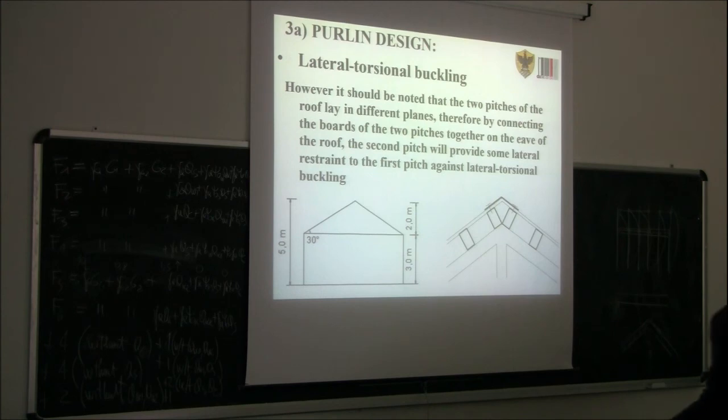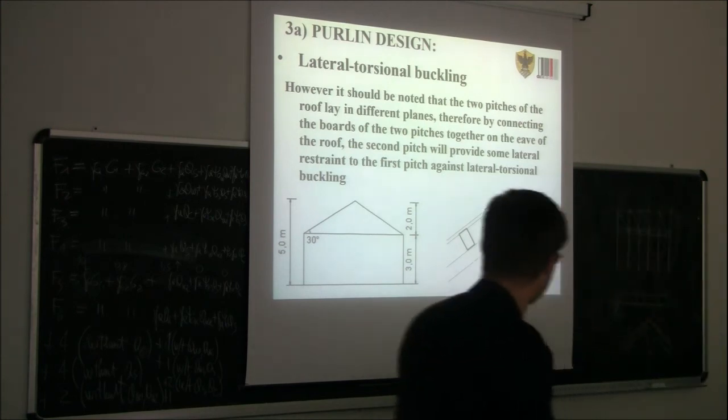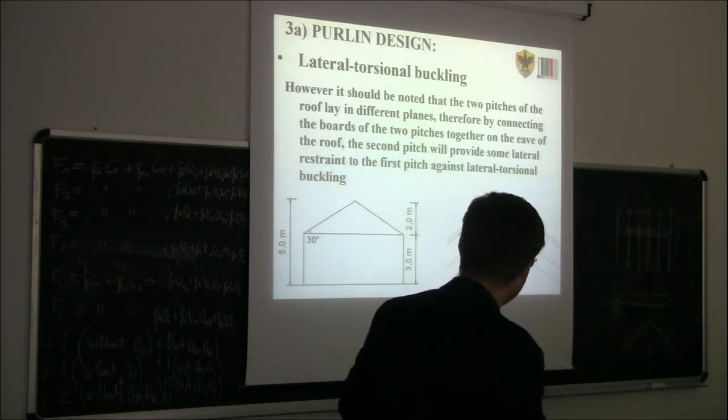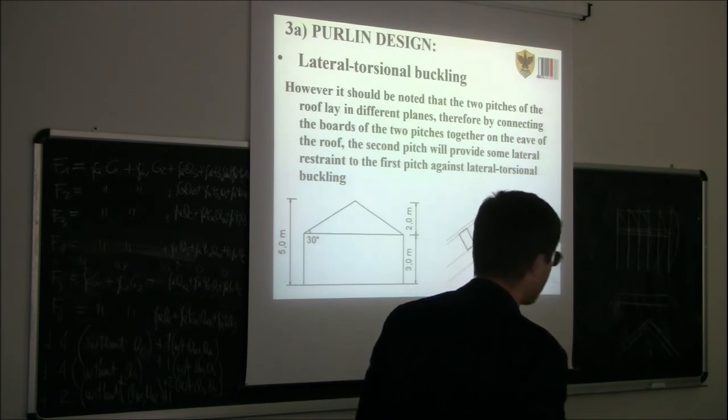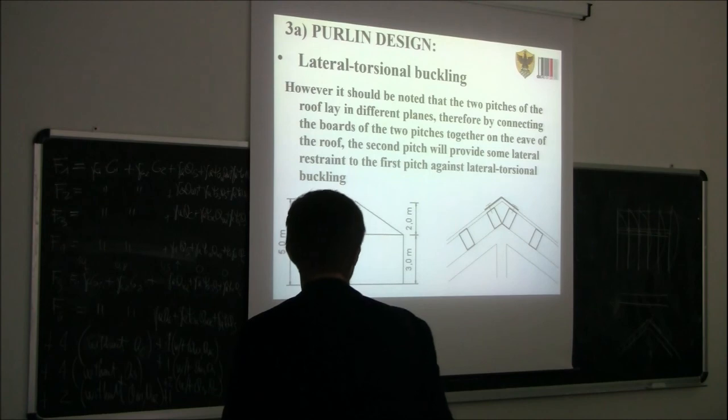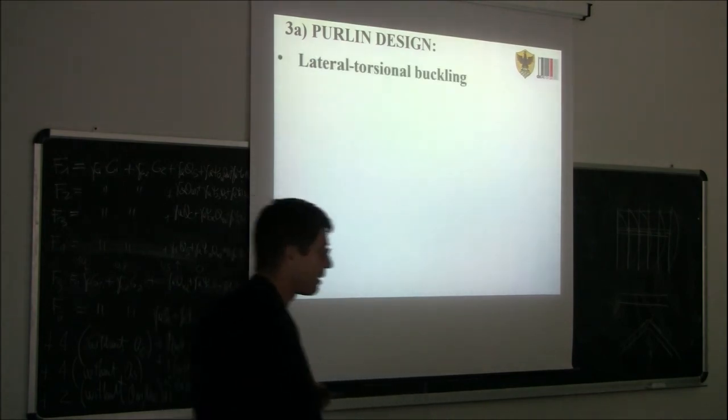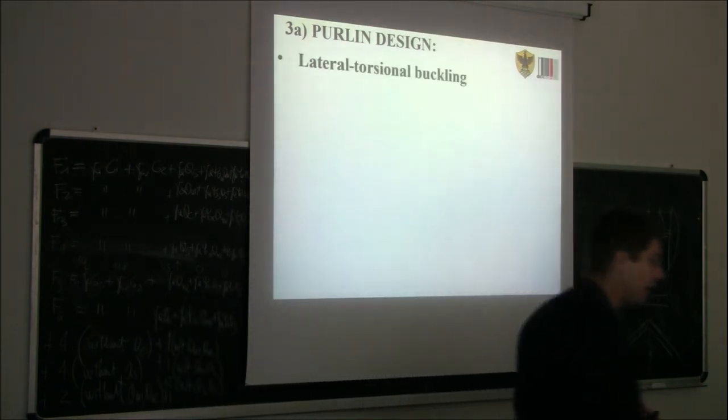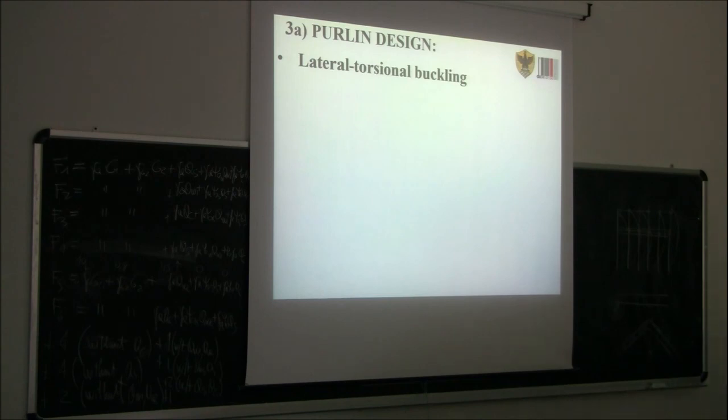My suggestion, even though I'm sure that it will be difficult for this member here to buckle if you do a connection like this, but not to get in any trouble, is that conservatively it's better to do a design also for lateral torsional buckling. Okay? It's very hard to say. This is something very different from pure science, you know.